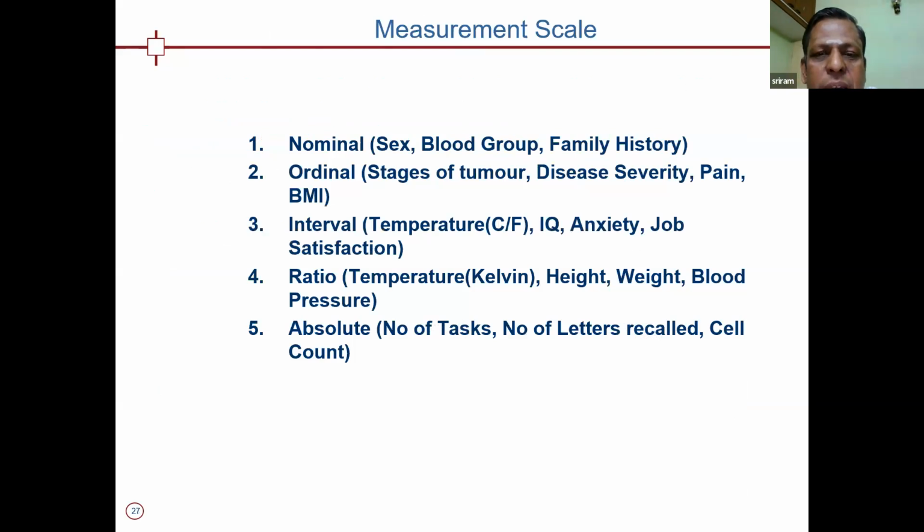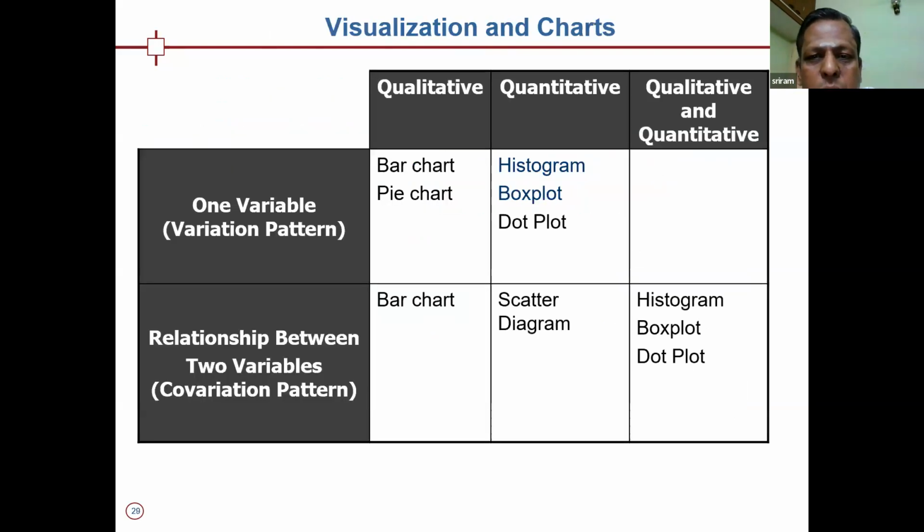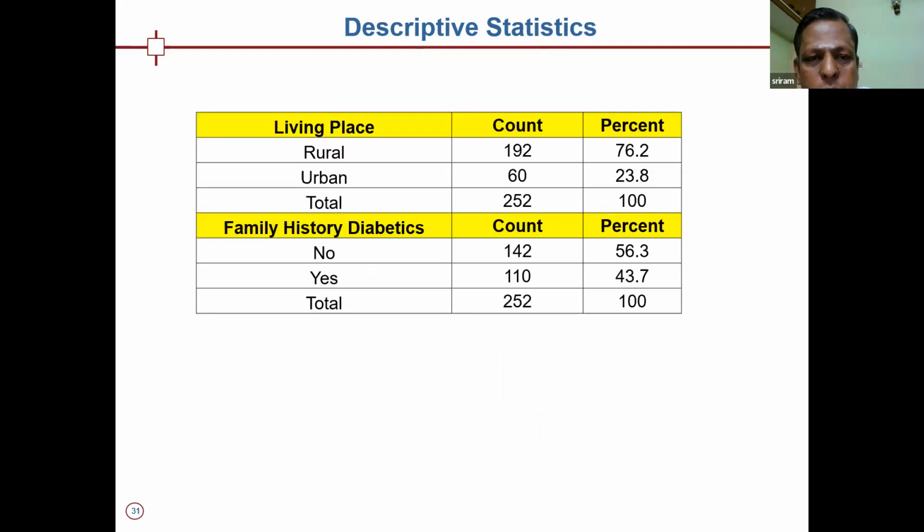And there are measurement scales for the qualitative variable. If we have one more session, we can get deep into that. And there are a lot of graphical techniques and also a lot of descriptive statistics, depending upon what data you collect. And this is an example of descriptive statistics.